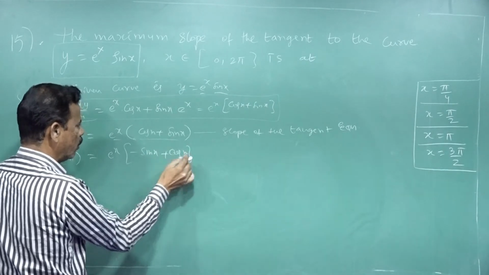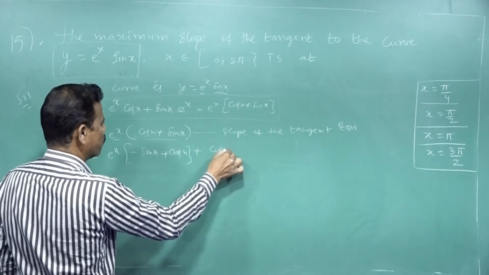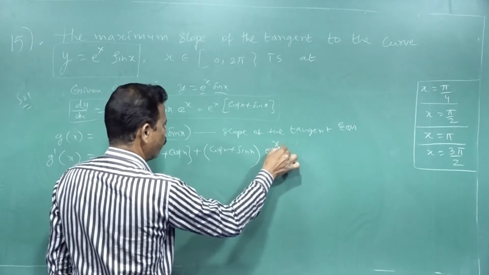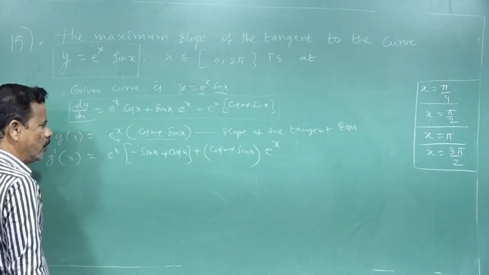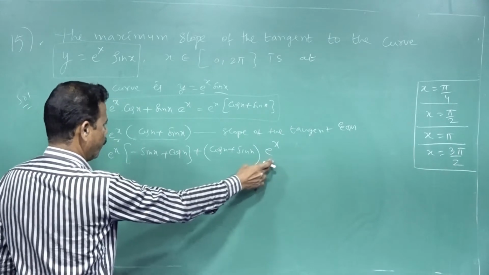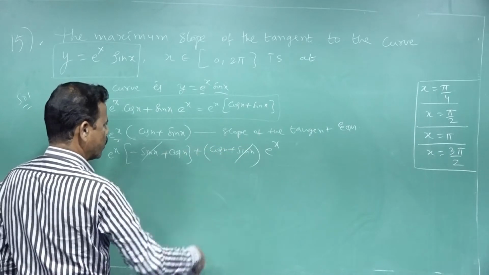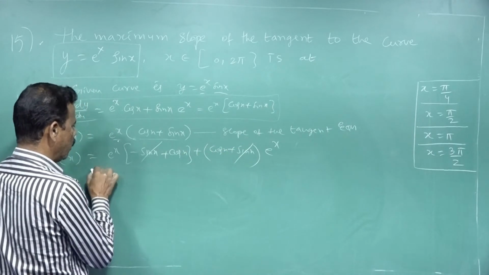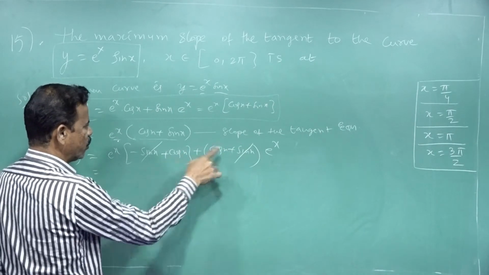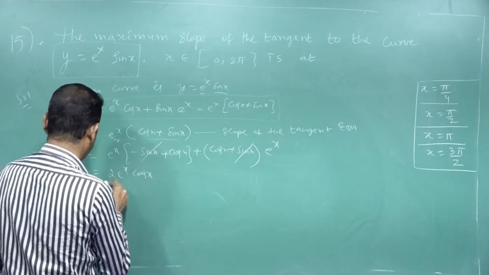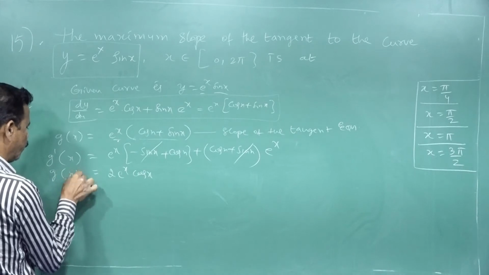This derivative over, plus cos x plus sin x into e power of x derivative as it is, e power of x. So in this, e power of x is common, after that sin x minus sin x plus sin x cancelled, remaining e power of x cos x, e power of x cos x, 2 e power of x cos x. This is the first derivative g dash of x.